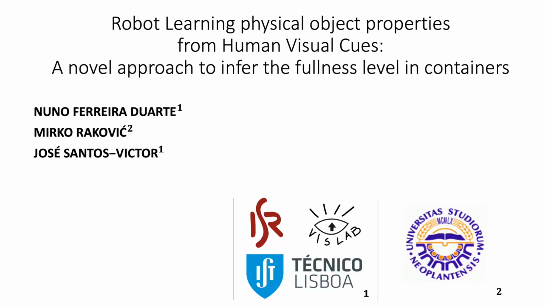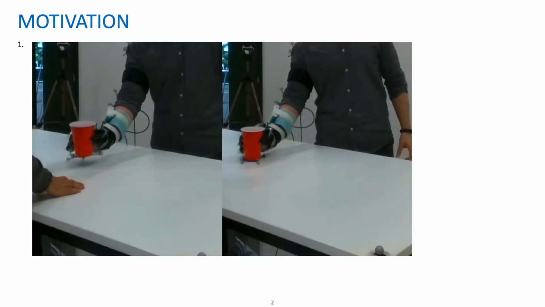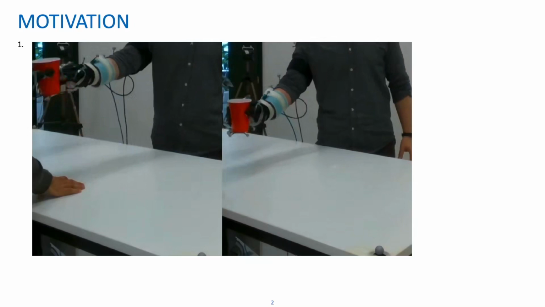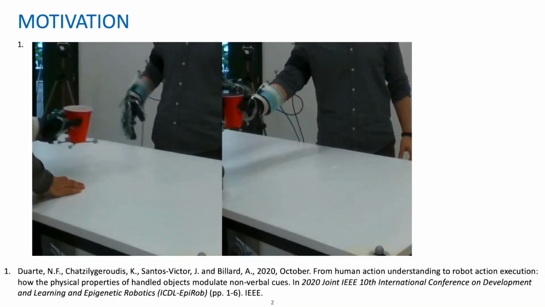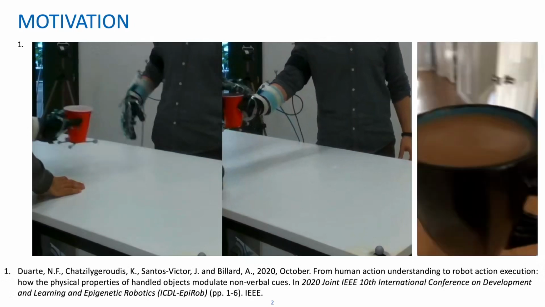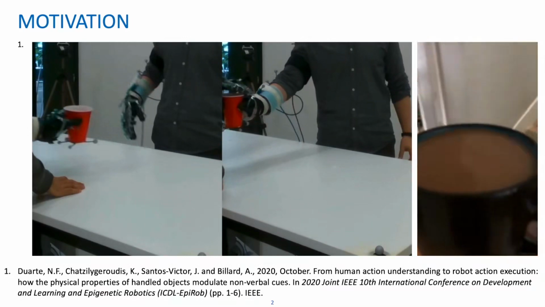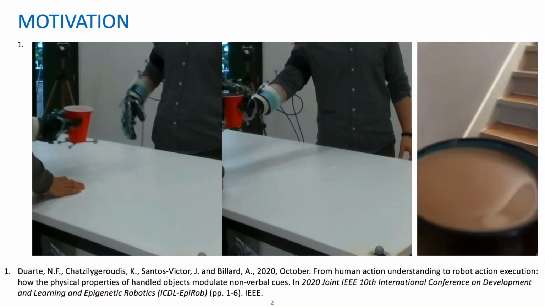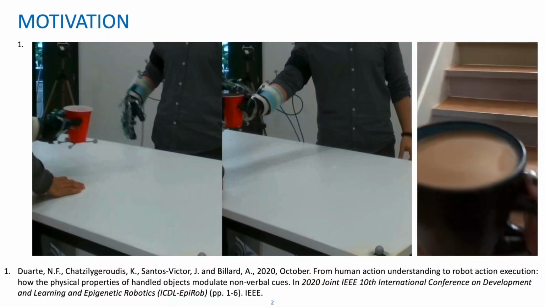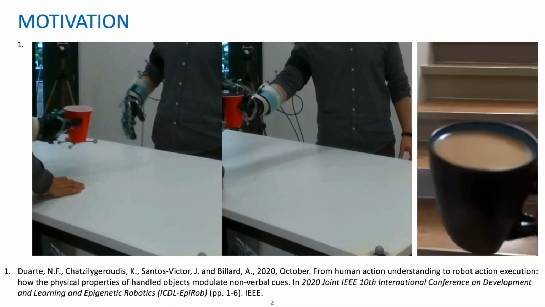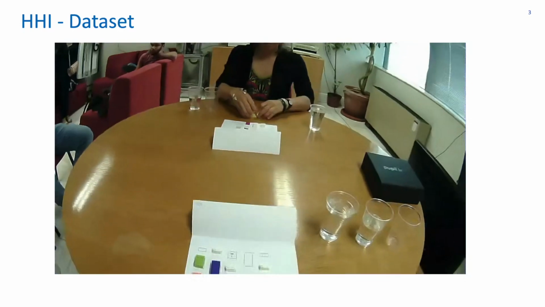So we will begin by motivating our work. This begins by observing what we did in previous works, which is studying the human arm strategy of manipulating cups with different levels of water. And now we want to work on observing the human gaze on manipulating cups. So what we did is that we acquired a data set.